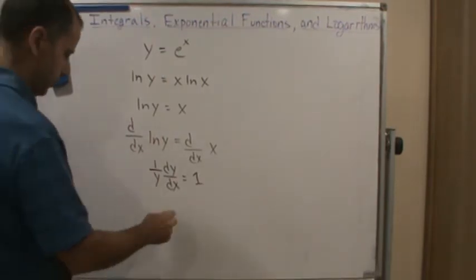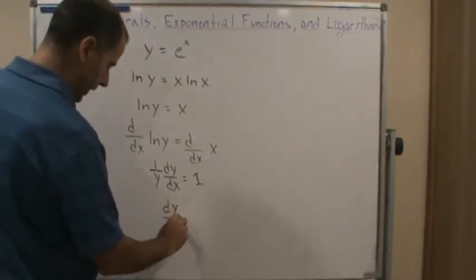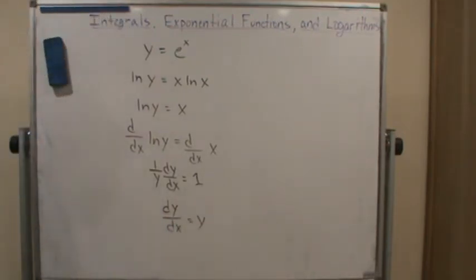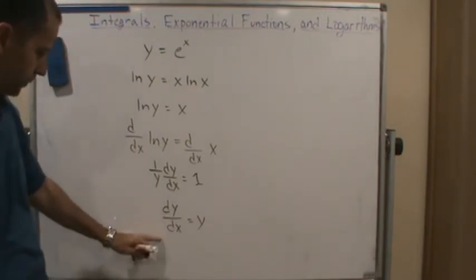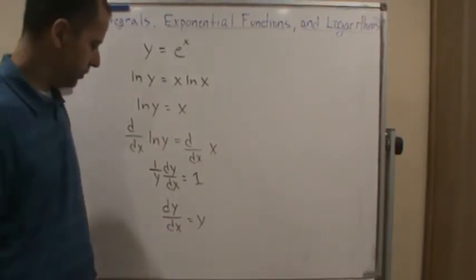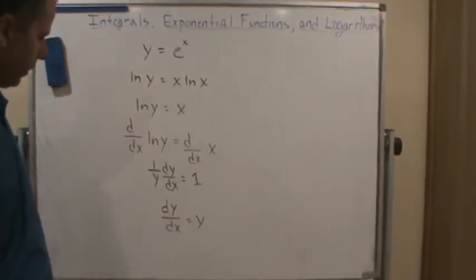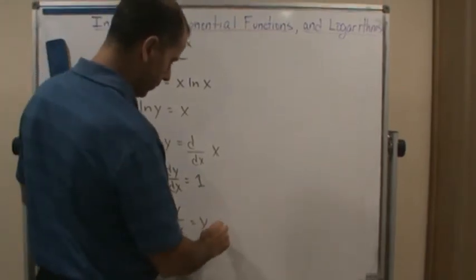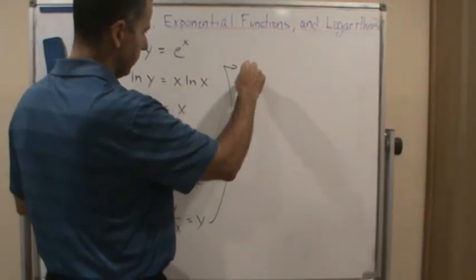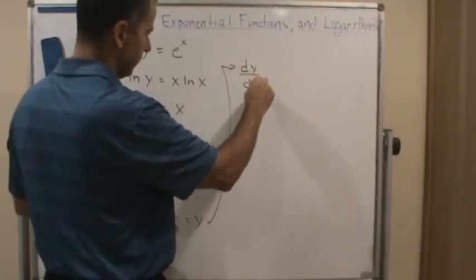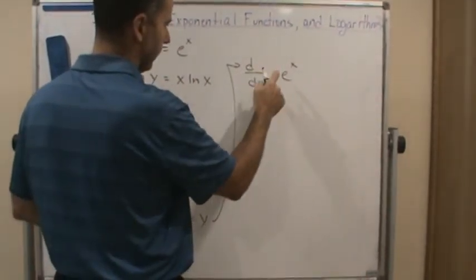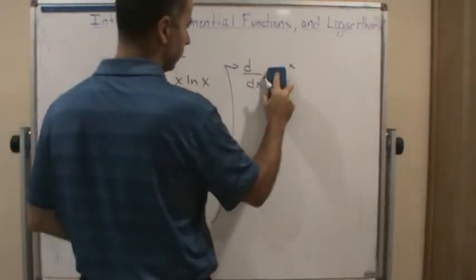And so now if we solve for dy dx, we find that dy dx just equals y. And there you got it. So we just showed that the derivative of y with respect to x just gives us y. And so that shows that we get e to the x back out. So this basically gives it to us right here, because we find that dy dx equals e to the x.